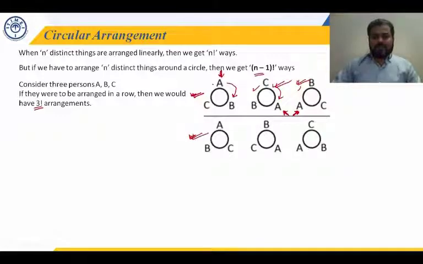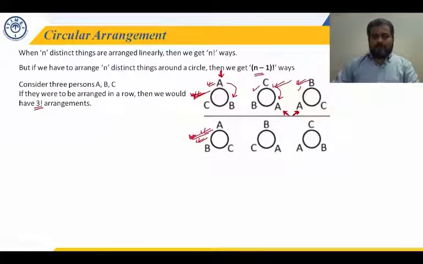But the first arrangement in the bottom row is different from the arrangements in the top row, because in this case C is to the left of A and B is to the right of A, whereas in the previous case C was to the right of A and B was to the left of A. In this case it is just opposite. Okay, C is to the left of A and B is to the right of A. So this arrangement is certainly different from the above arrangement.